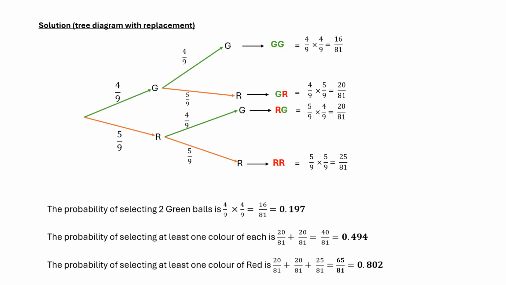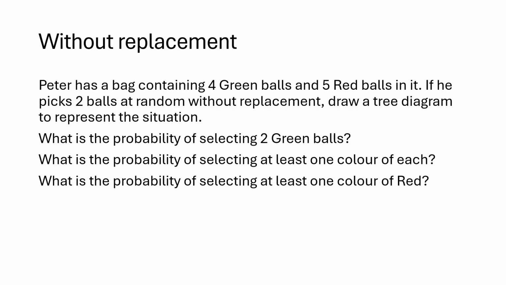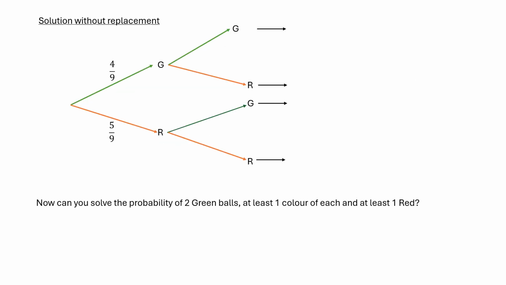Now, what if you're given a question of without replacement? Now we are looking at the same question, right? The same question with Peter having a bag containing 4 green balls and 5 red balls in it. But this time around, we are assuming that Peter selects the ball, but does not put it back into the bag. So how do you go about solving this? So I've done the first part of the selection for you. That is, we have the 4 over 9, the 5 over 9.